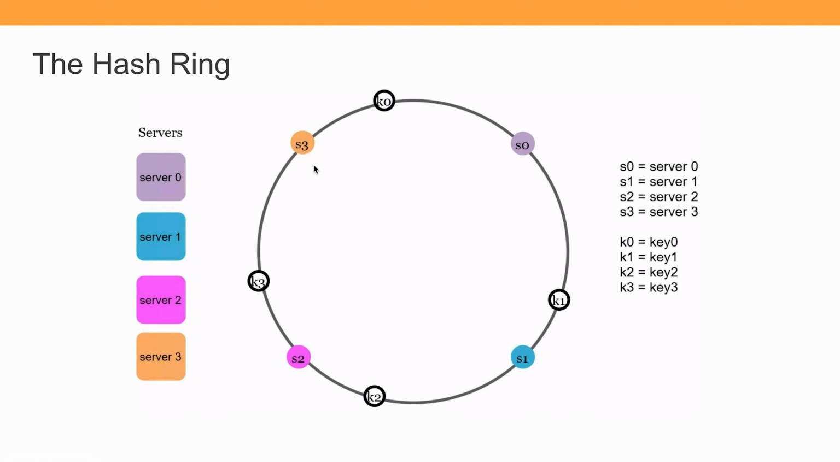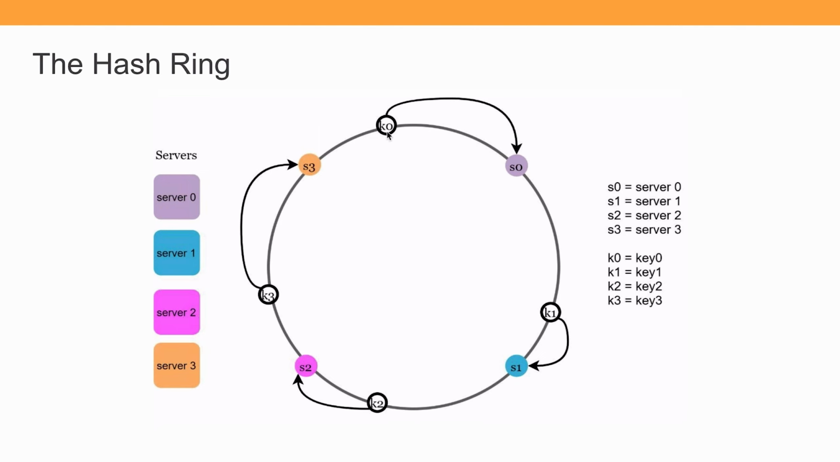Now if we want to map the different keys to these servers, we can map like this. So K0 is over here, K1 is here, K2 is here, and K3 is here. Now if K0 wants to find which server it should connect to, it should go in the clockwise direction and connect with the server that we find on this ring. So to find anything inside K0, we will have to connect with server 0. If we want to find anything inside K1, we will have to connect with server 1. Similarly for K2 and K3.